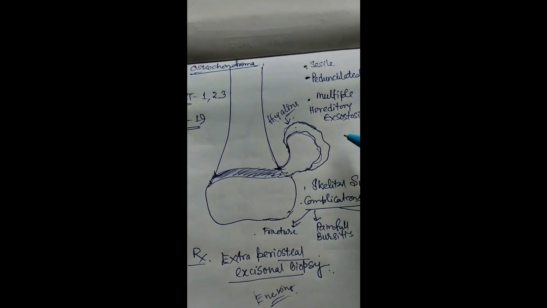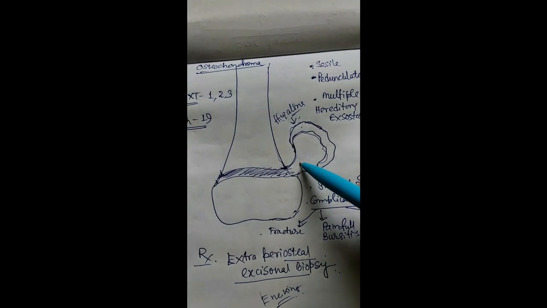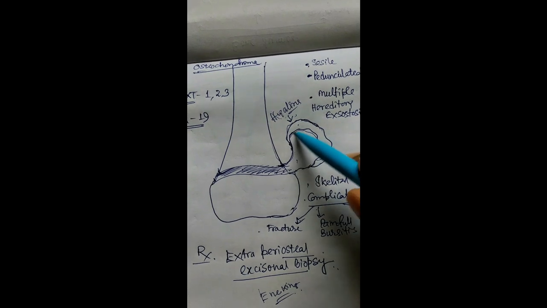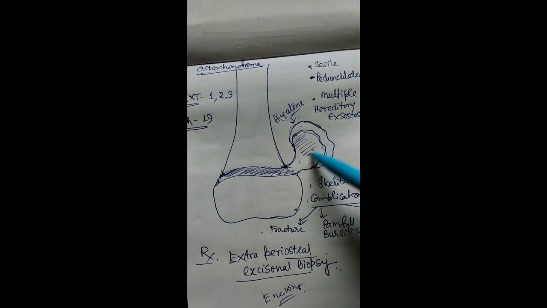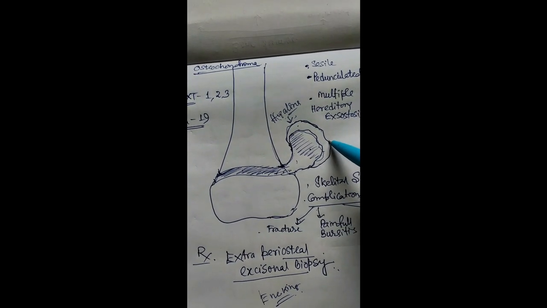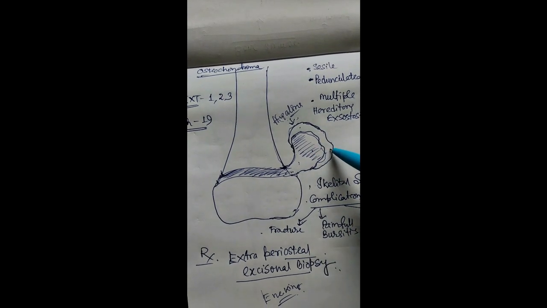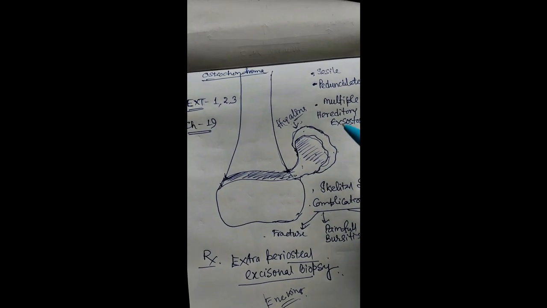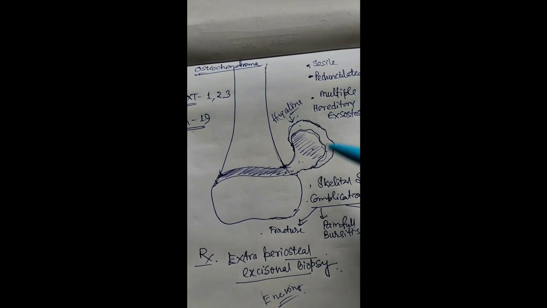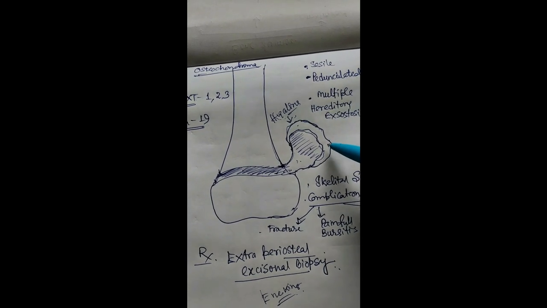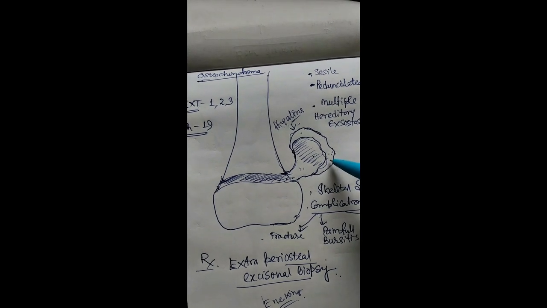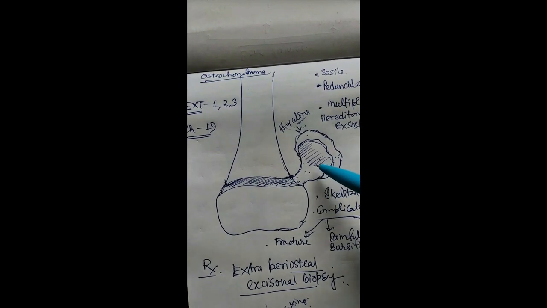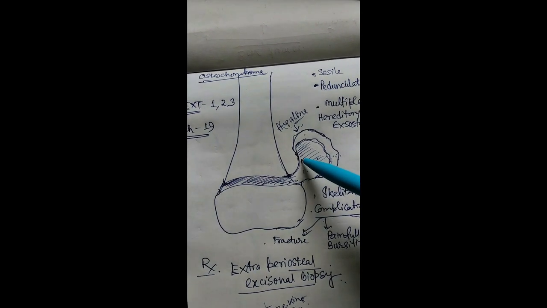Generally, this growth continues up to skeletal maturity. After skeletal maturity, generally osteochondroma does not grow. If there is growth above the age of skeletal maturity, then we have to think twice: is it an osteochondroma or anything else?